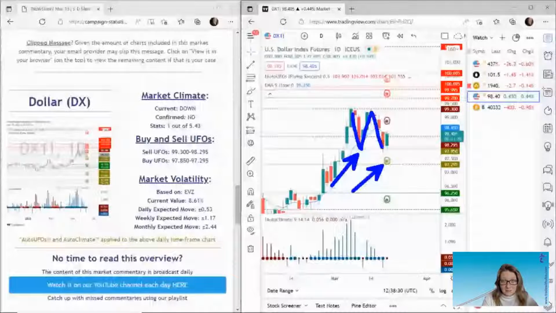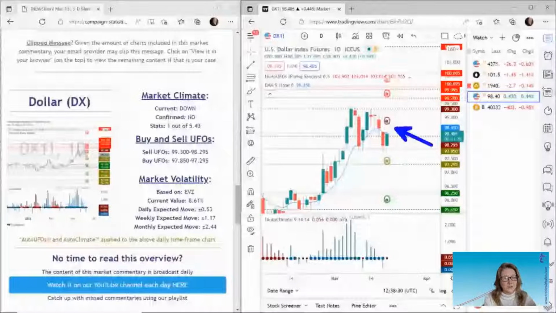Came back again, looks like it was yesterday, hit the buyers, and pushed back up again. That's what we expect buyers to do, is push price up. That's why we want to know where they are. However, saying that, we have sellers very close by. In fact, we are within those sellers right now, 99.3 to 98.295.